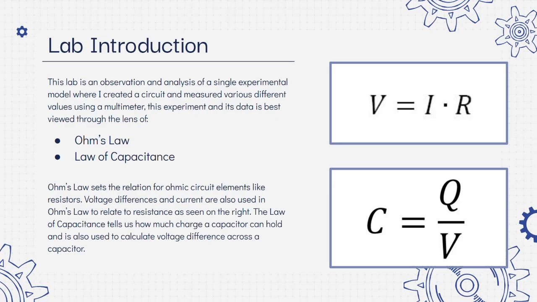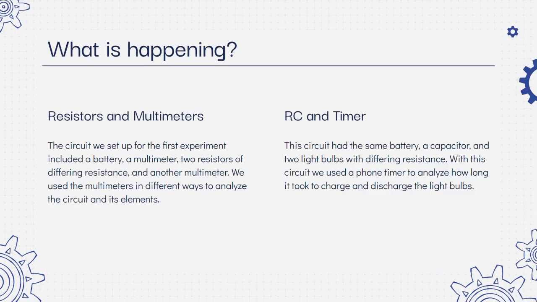Ohm's law sets a relation for different ohmic circuit elements like resistors, in this case, and light bulbs. Voltage differences and current are also used to relate the resistance in the V equals IR equation. The law of capacitance tells us how much charge a capacitor can hold and is also used to calculate that voltage difference. So we have two circuits here.